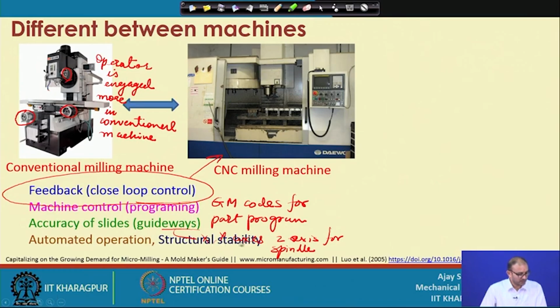Automated operation, structural stability. So, those things are different between the conventional milling machine and the CNC milling machine. Operation is automated in CNC machine, automated in the sense that once you feed the program inside this controller, then the controller will execute the program line by line, and depending on the movement of the axis in XYZ direction, you can get your part machined very easily. So, the automated operation is in the sense of the operator engagement during the machining operation, which is very less here. Only role of the operator is to look into the screen and understand that everything is going fine during the machining operation.